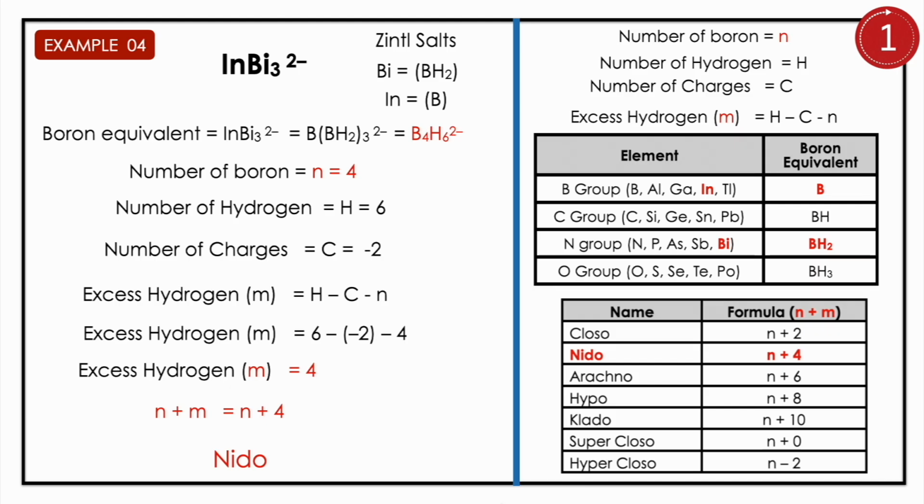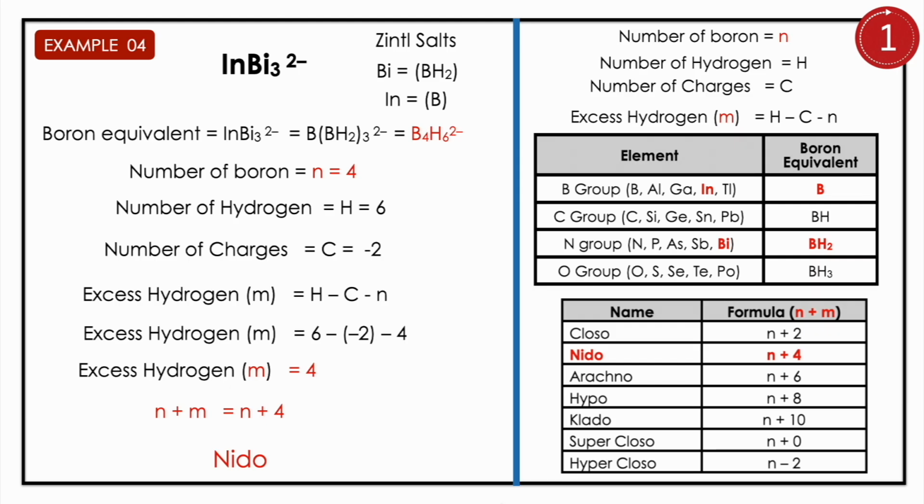Bismuth is in the nitrogen group, so BH2. Indium is in the boron group, so boron itself. If you apply the equivalent, the structure becomes In(BH2)3 2-. If you rewrite it, it becomes B4H6 2-. The compound becomes a simple borane. You should apply Wade's rule to find the structure.